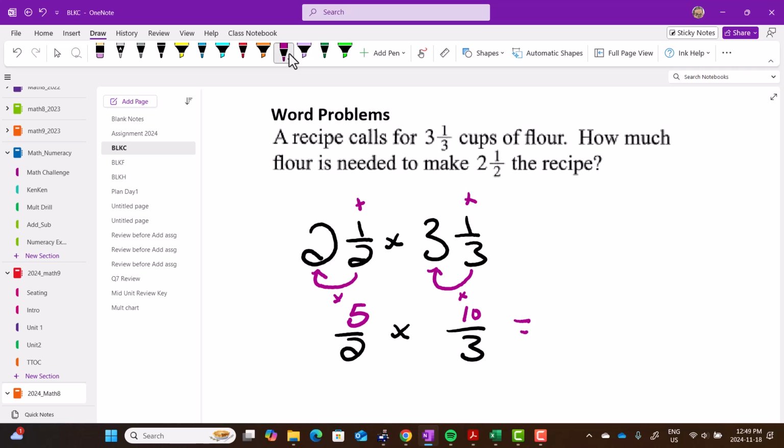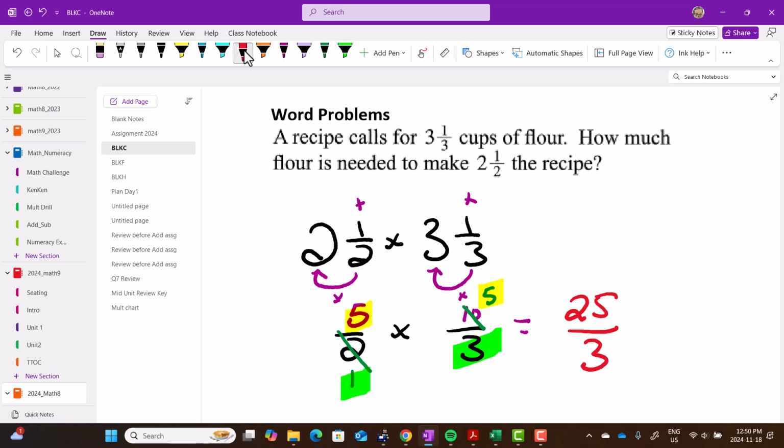So, any pairs of numbers? Yes, Timmy. 10 and 2. 10 and 2 can be divided by 2. They're both even numbers. So 2 fits in 10 5 times. 2 fits in a 2 once. Anything else? No. No, that is it. So we have 5 times 5 is 25. On the bottom, 1 times 3 is 3.